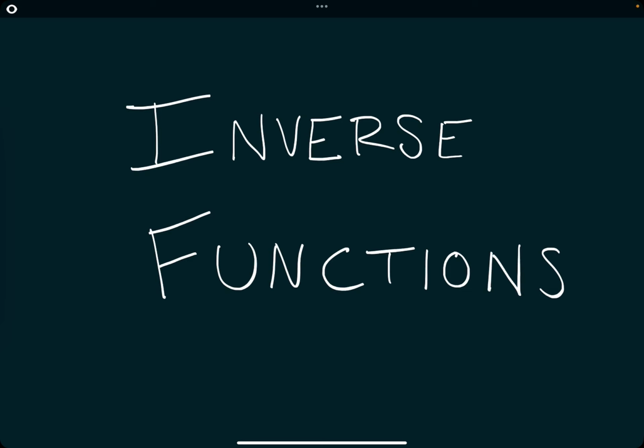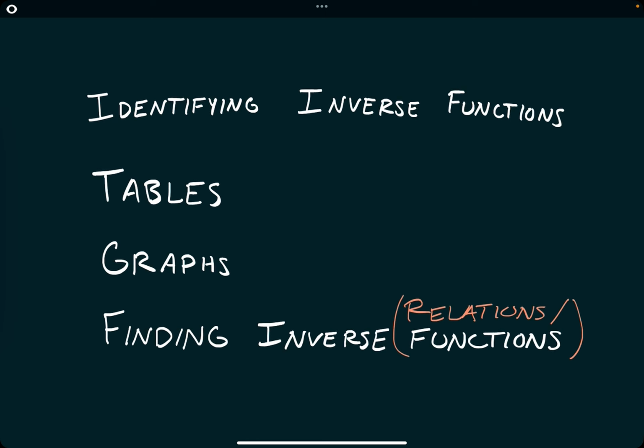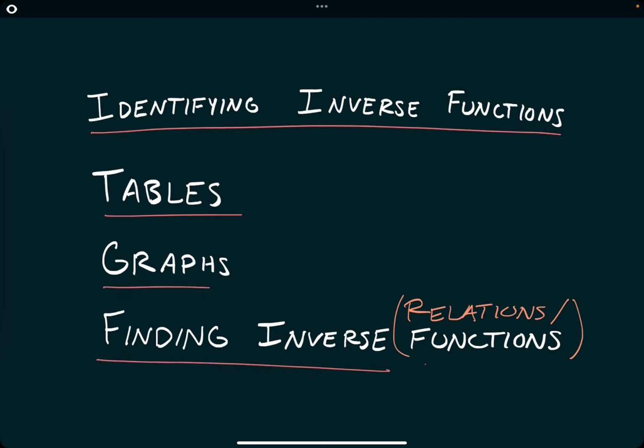In this video, we're talking about inverse functions. Specifically, we'll be talking about how to identify whether two functions are inverses of each other. We'll talk about finding inverse function values on tables and graphs, and we'll talk about how to actually find inverse functions, or really inverse relations, whenever you're given a function. Because not all inverses of functions will be functions themselves.